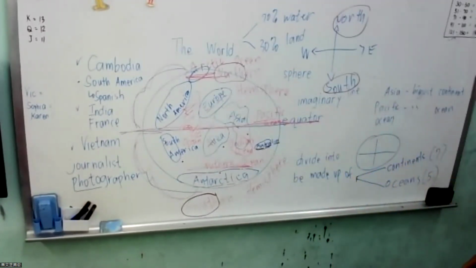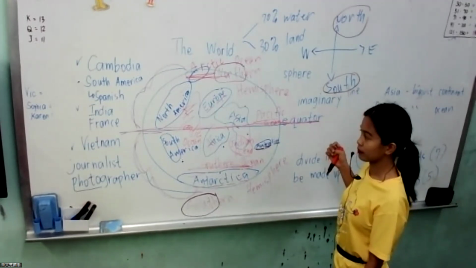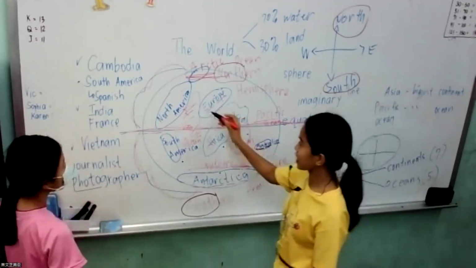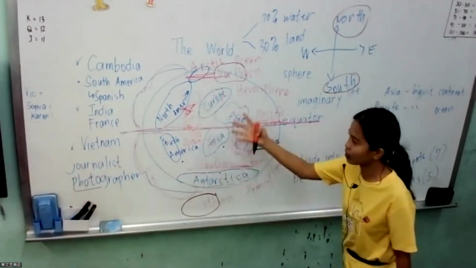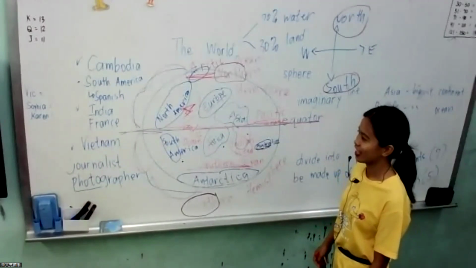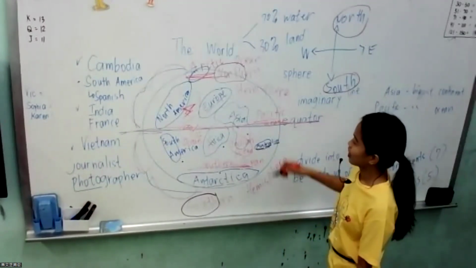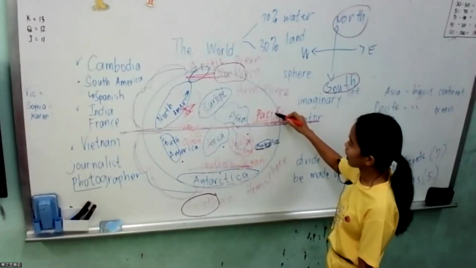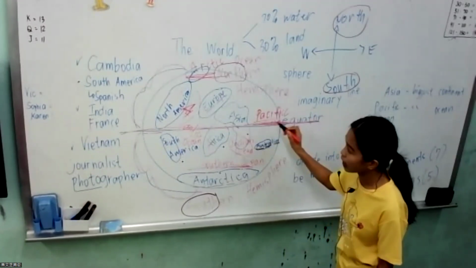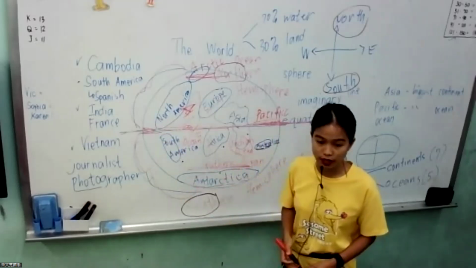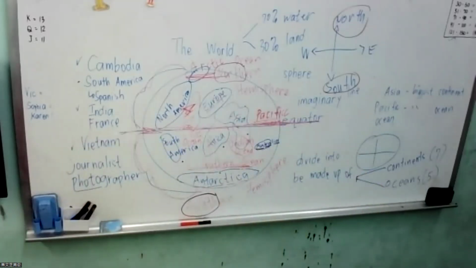Okay. Now, what is the biggest ocean? Which one? Atlantic, are you sure? It looks small on my drawing. Okay. Pacific Ocean. Why? Because this is Pacific Ocean and here is also Pacific Ocean. You get it now? You get a card.